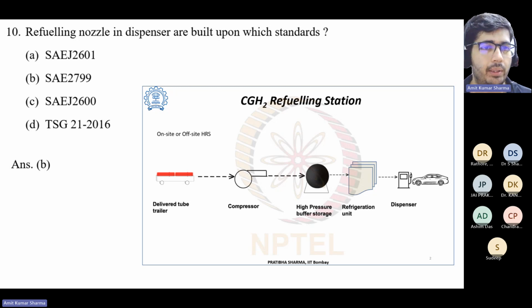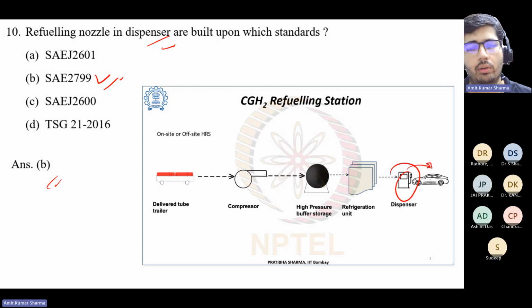Refueling nozzle and dispenser are built upon which standards? SAE J2601, SAE J2799, SAE J2600, TSG 212016. So the answer is already there. Option B is correct. So we have some standards, and based on that you have to make your system design. For the refueling nozzle in the dispenser, by which you are filling your car, there are some standards which you have to follow for this nozzle. So that is SAE 2799.